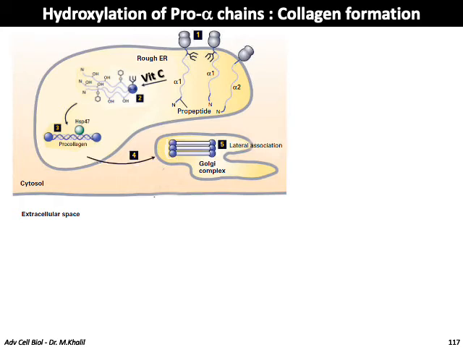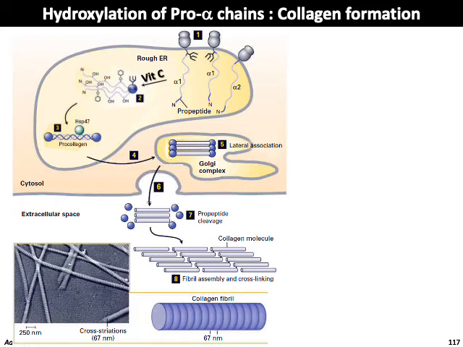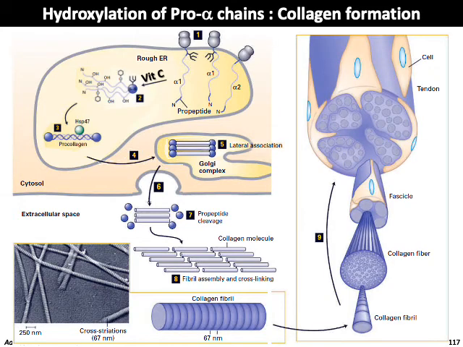This pro-collagen structure is translocated into the Golgi apparatus for lateral association. Soon after that, it is released into the extracellular space, where a cleavage occurs for this propeptide to form the collagen molecules. These collagen molecules, when you enlarge them and see them under the electron microscope, you can see the fibrils of each of these collagen fibers. These fibrils polymerize together to form a collagen fiber that soon forms the tendon. Finally, the collagen is formed.